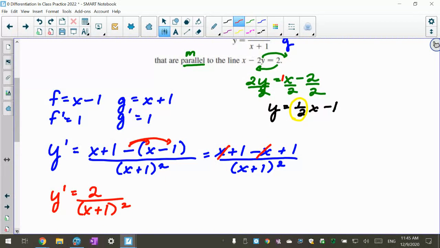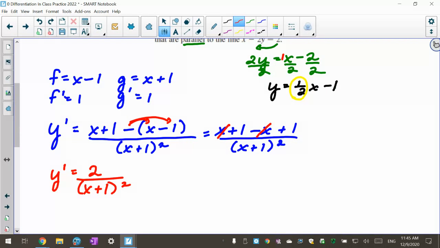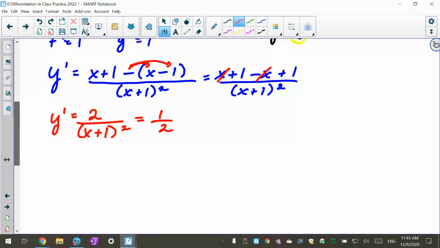So that's cool. I have the first derivative. Now, what I have to do is use the slope of 1/2 and put it equal to 1/2 to figure out where my x's are that give it a slope of 1/2. So I'm going to cross multiply. So I have (x plus 1) squared equals 4.